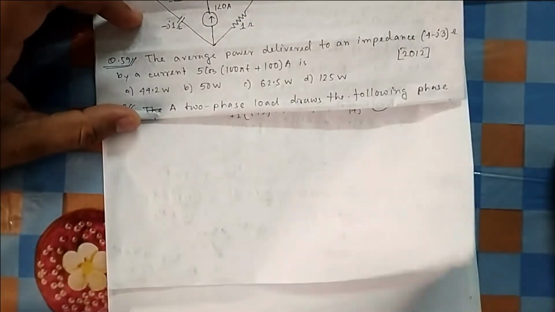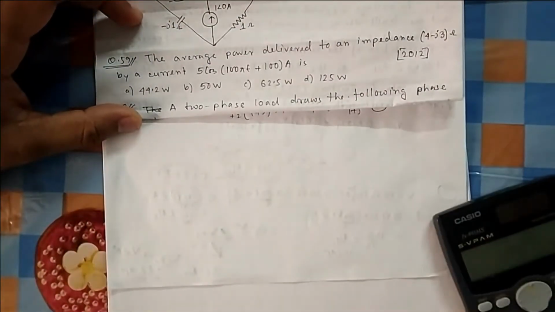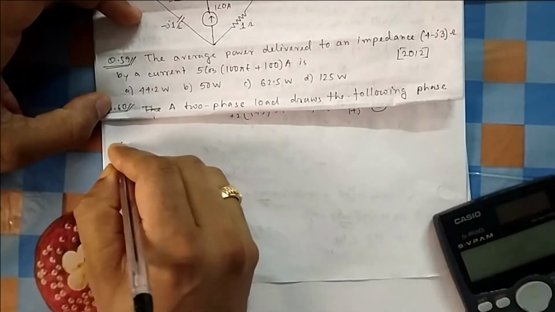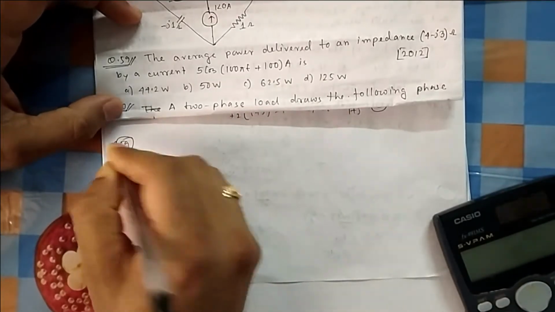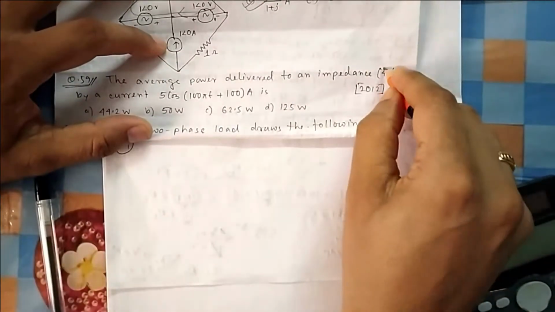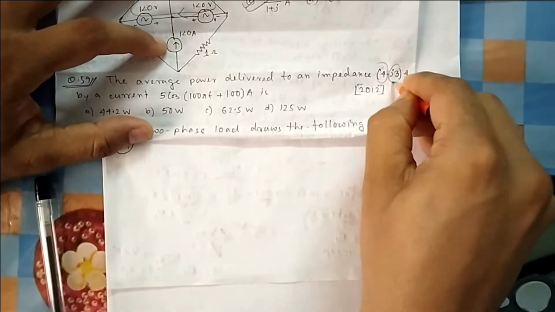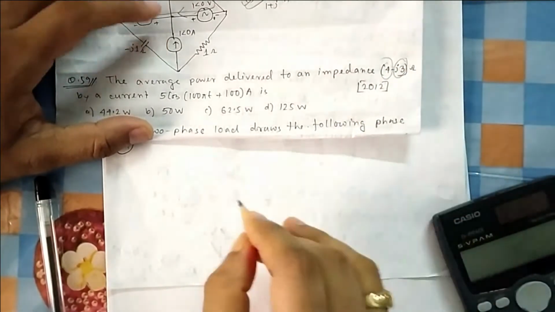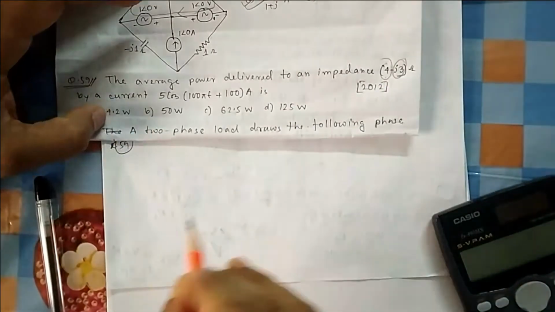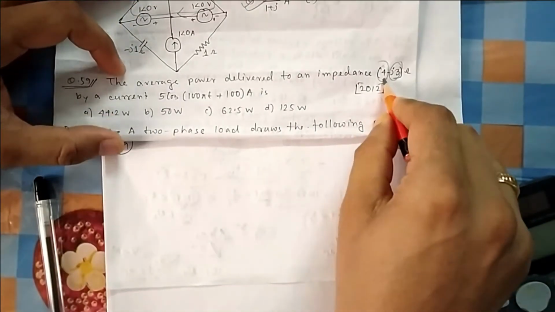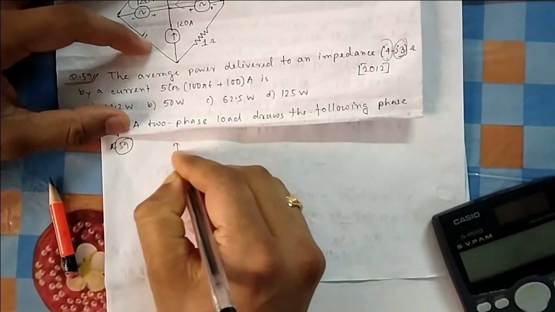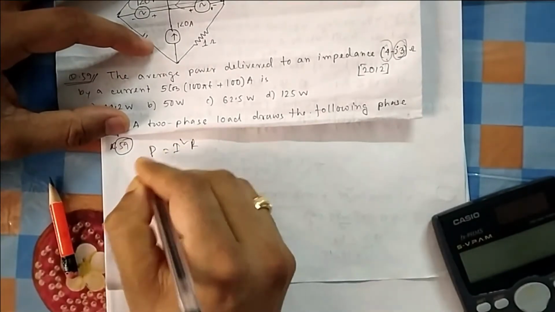The average power delivered to an impedance of this by a current source this. So what is the average power? Who will absorb the power? Only resistance will absorb the power. This is resistance, and because this is minus, we can say it is capacitance. So resistance will only absorb the power, and what is the power through resistance? It is I square R.